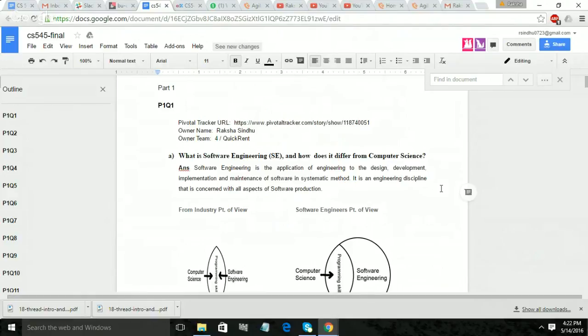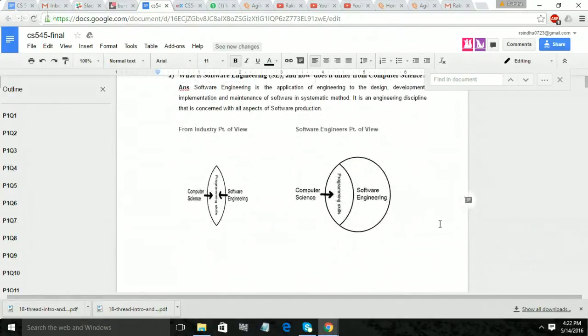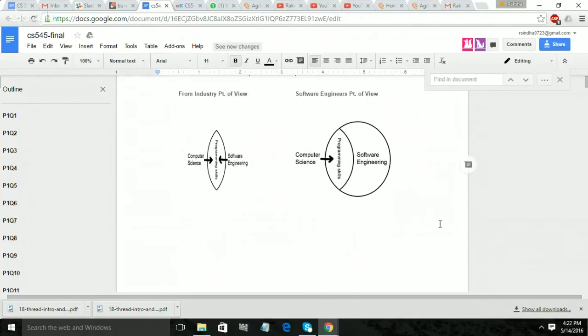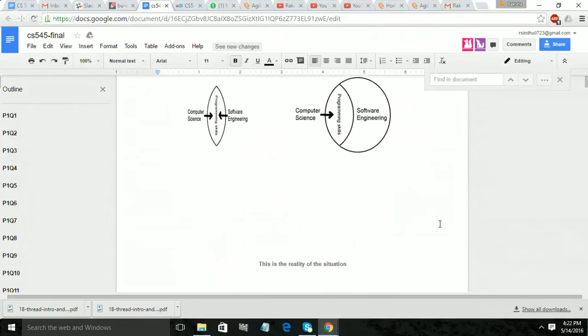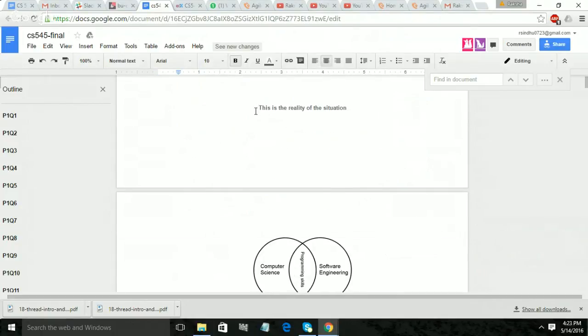Let's start with the first question. First is part one, question number one. What is software engineering basics and how is it different from computer science? I have explained first software engineering from the industrial point of view and software engineer's point of view. You can see in the figure, and like this is a real scenario.